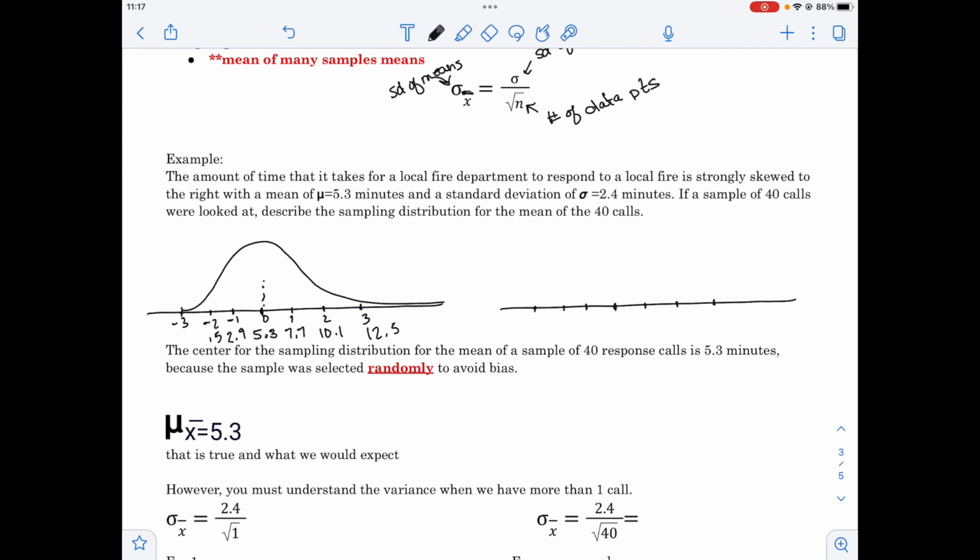So here's our mean. So it makes sense. I mean, we want somebody to report to a fire or a house. Average 5.3 minutes for them to get there. If it's right-skewed, that means there's not going to be that many out here. At 12 minutes, our house will probably burn up pretty bad. But let's say we want to see what it would look like taking a sampling of 40 calls.